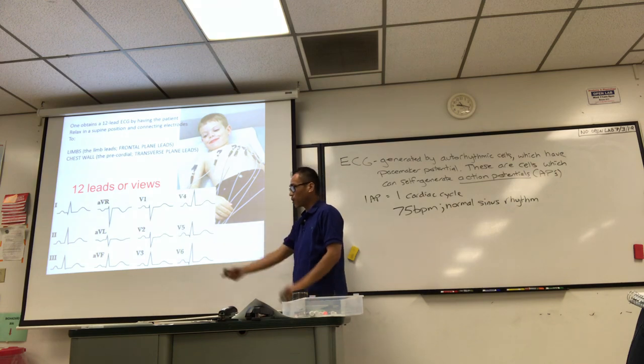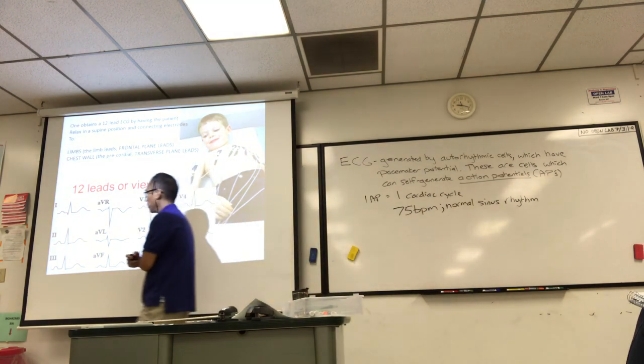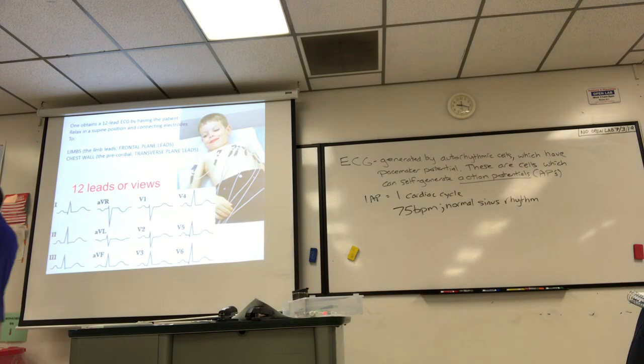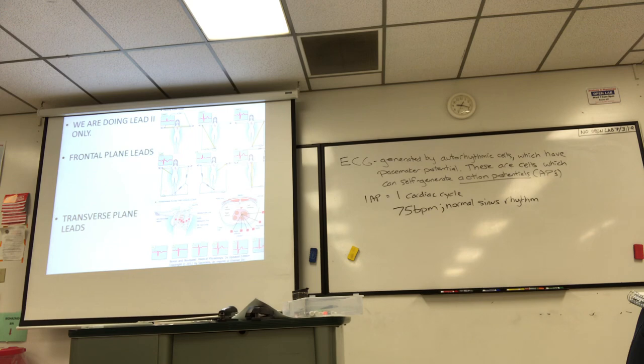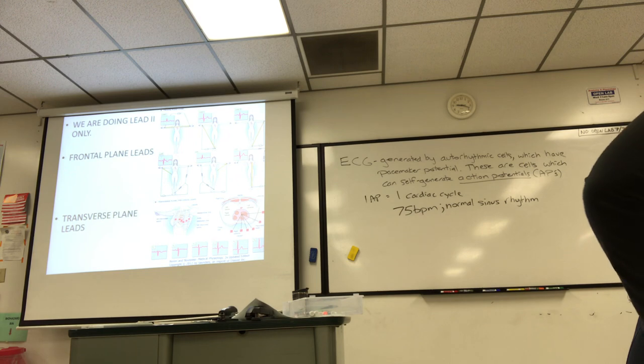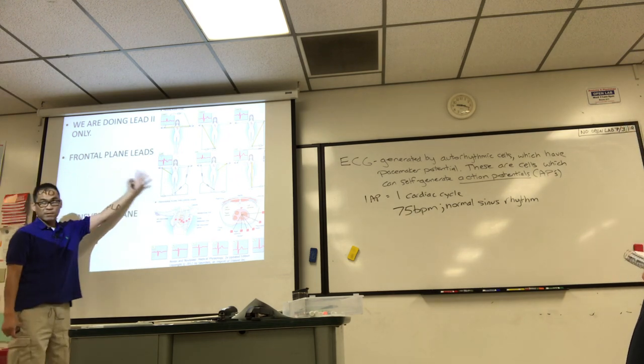And to the trained eye, to the cardiologist, you know what you're seeing there, and you know what to look for if something's wrong. So I just want you to get the concept. We're not doing a 12 lead. We're only doing one of those 12. It's lead two. That's the one lead we're doing. And what is a lead? A lead is a view of the heart. There's 12. Six are in the frontal plane.